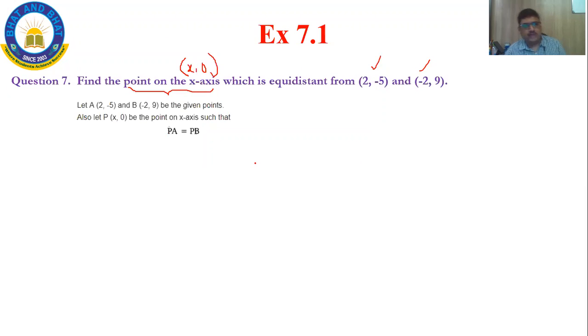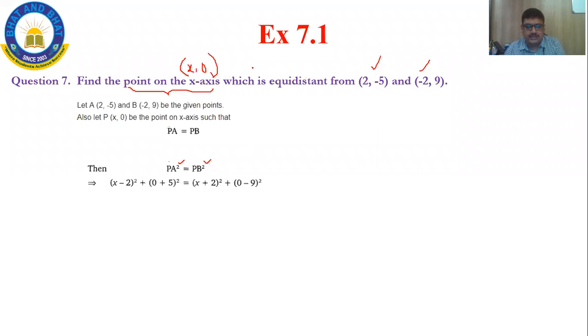That means let A be 2 comma minus 5, B be minus 2 comma 9, and P, x comma 0, be the point on x-axis such that PA will be equal to PB. So we have to do the substitution. Why have I taken square? Why did I do square on both sides? If I do square on both sides, square root part will go off. You need not worry about finding out the square root of the term. So I'll simply make PA square is equal to PB square. That means I have done squaring on both sides.